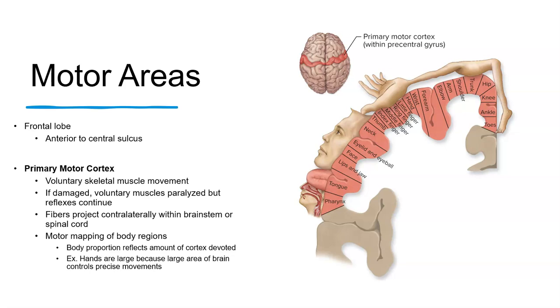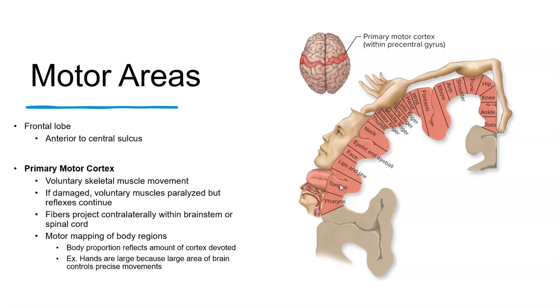Motor mapping refers to the areas of body regions and how much of the motor cortex is allotted for the movement of that body region. So the body proportion reflects the amount of the cortex that's devoted to that movement. For instance, if you look at this very strange looking little man here, that is called a homunculus. Now notice how big the tongue is as compared to the pharynx, the throat, or the little finger, the hand, the wrist. Now think about what you move most.